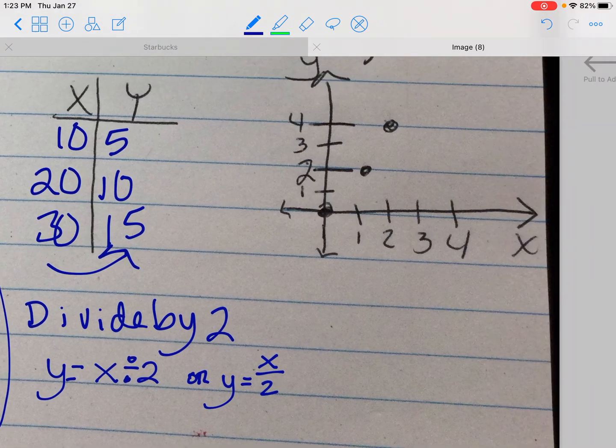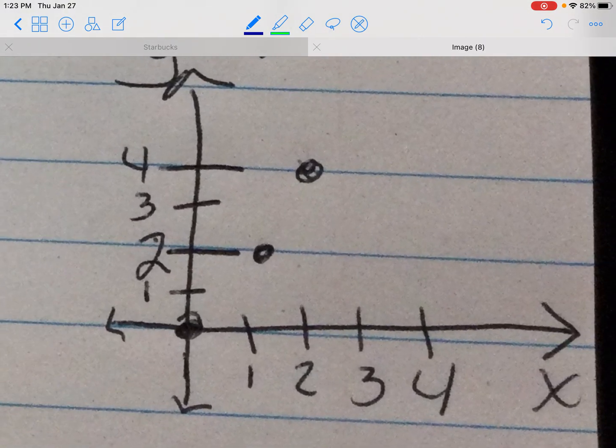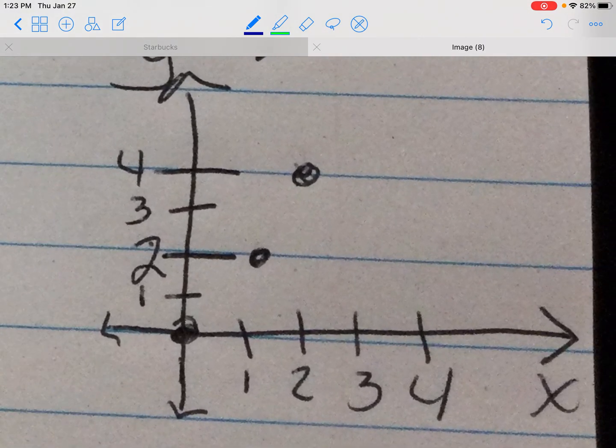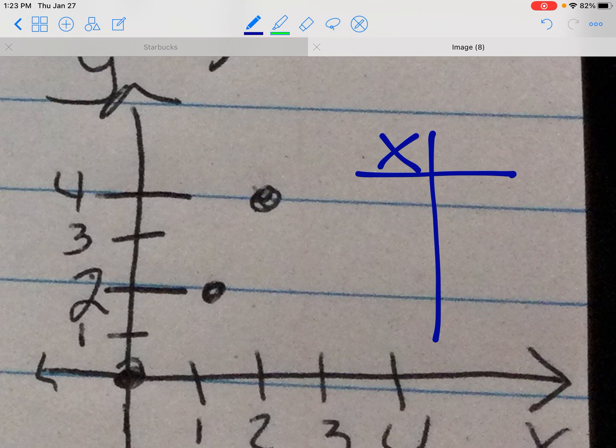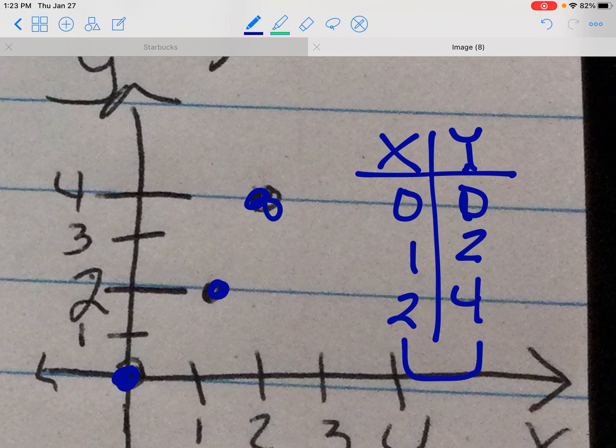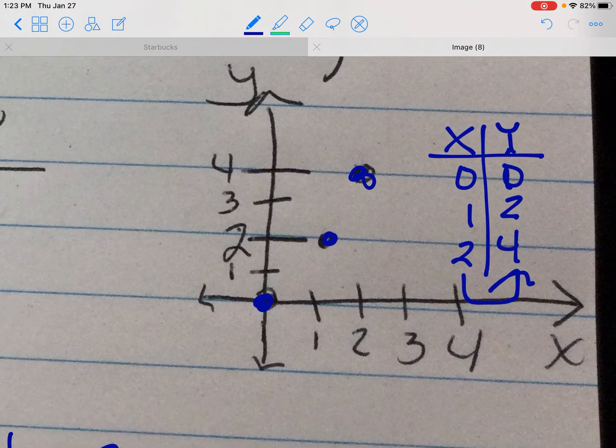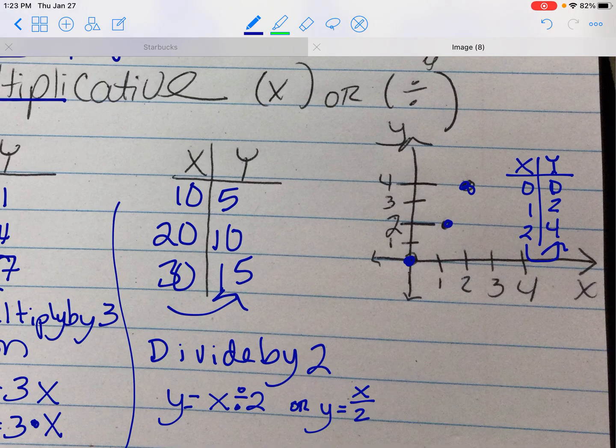Okay, now look at this last one. Do you notice that there's just dots on a coordinate plane? So if there's just dots, then I can make a T-chart. My first dot is 0, 0. And then my second dot is 1, 2, and then 2, 4. So what do I do to those x values to get those y values? Well, my rule is multiply by 2, but my equation is y equals 2 times all my x values.